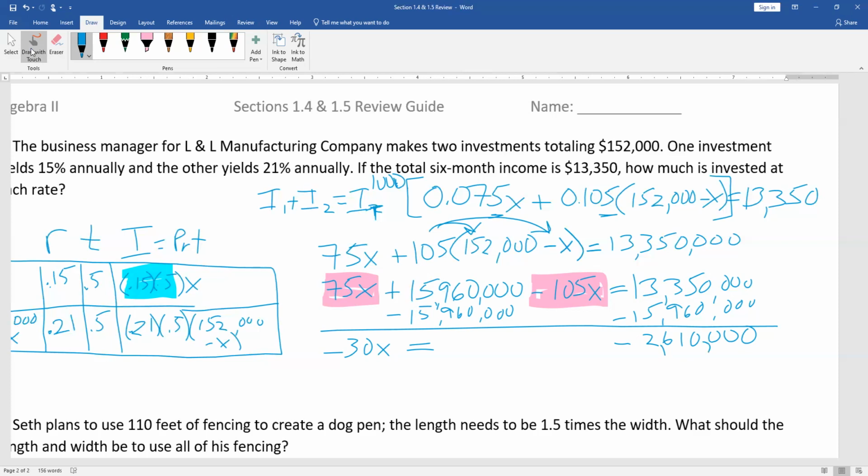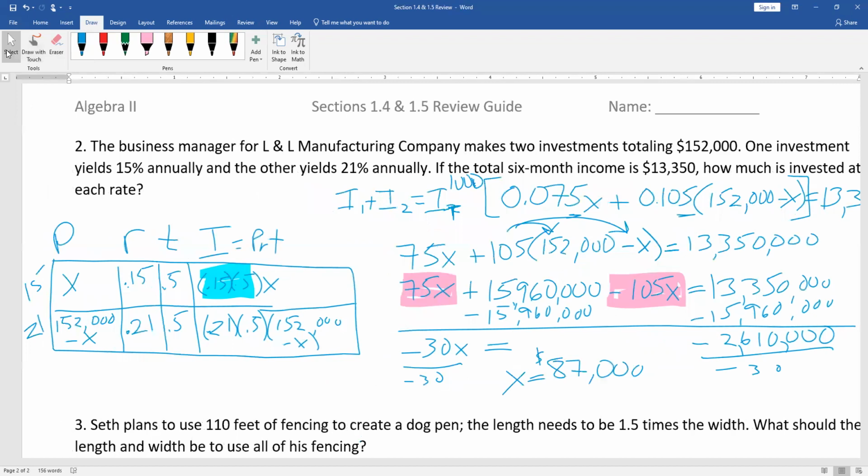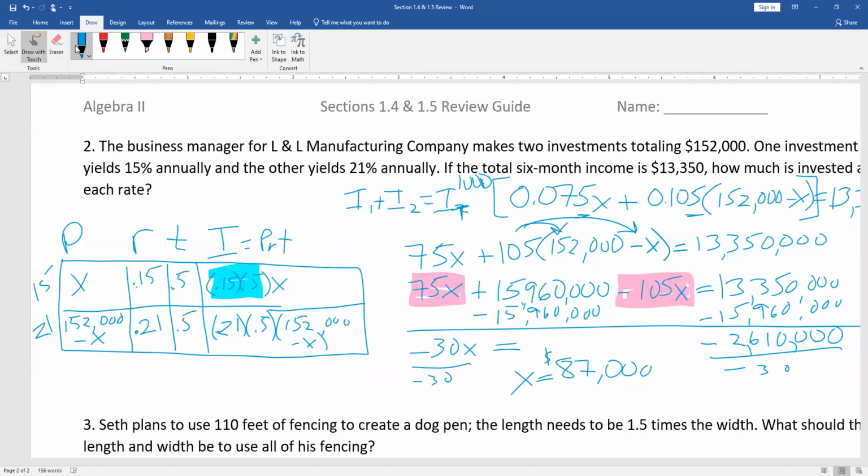2,610,000. But we're taking that number and we're dividing it by our negative 30. So this is a negative divided by a negative. So we end up with X equals 87,000. So that means that it's 87,000 in our X account at 15%. So this is 87,000 at 15%.